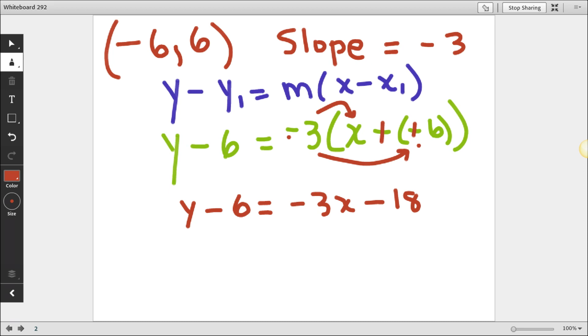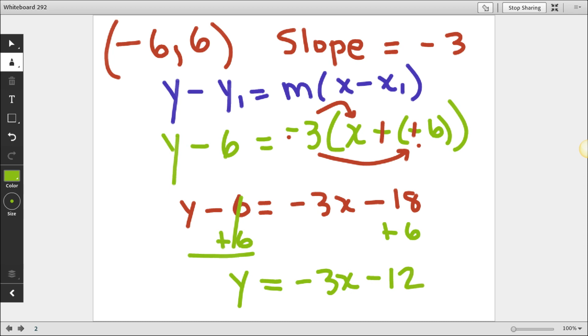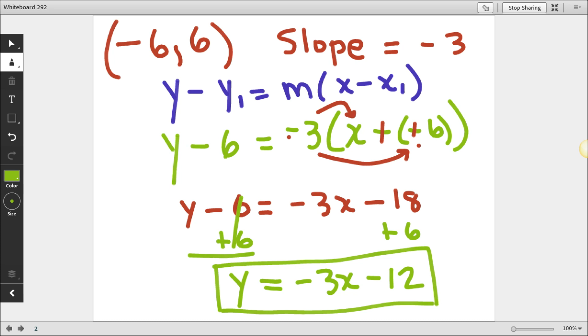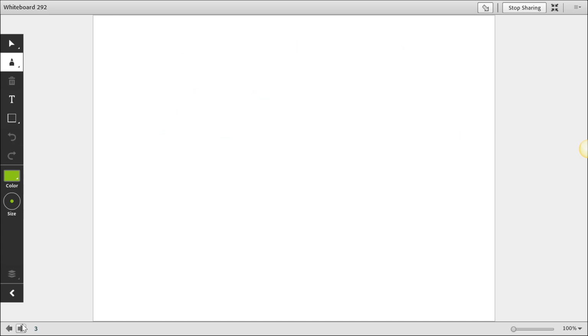And now look, there's one step to do to make it into slope-intercept form. We're going to add 6 to each side. And so in slope-intercept form, we got y = -3x - 12. And that is the equation in slope-intercept form. So substitute, simplify, distribute, get y by itself, and you're done.